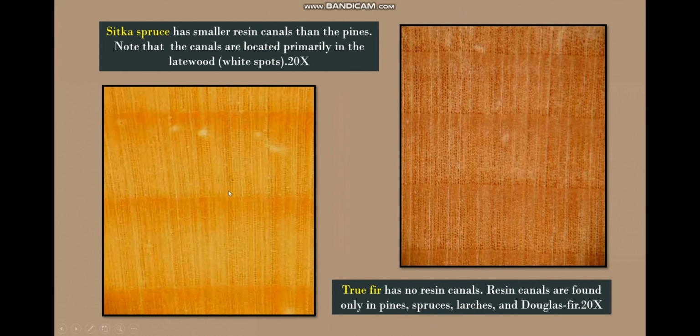Next is Sitka spruce. This one is what we call the Sitka spruce. Sitka spruce has smaller resin canals than the pines. Note that the canals are located primarily in the latewood. White spots, 20 times. This one here is what we call the true fir. True fir has no resin canals. Resin canals are found only in pines, spruces, larches, and Douglas fir, 20 times.